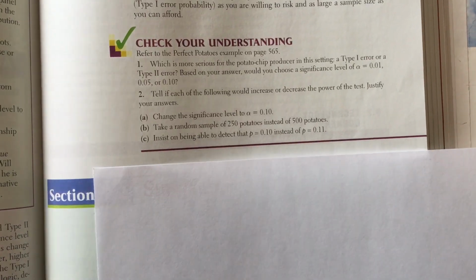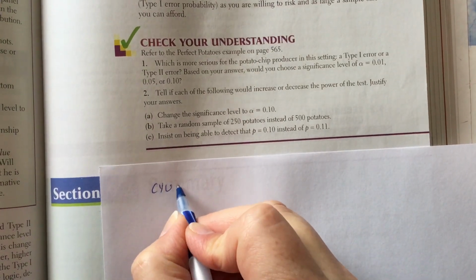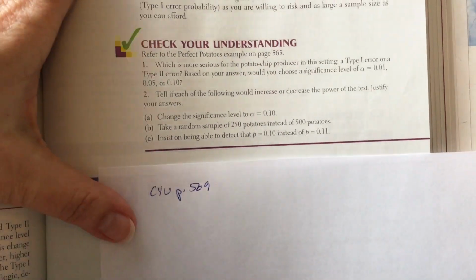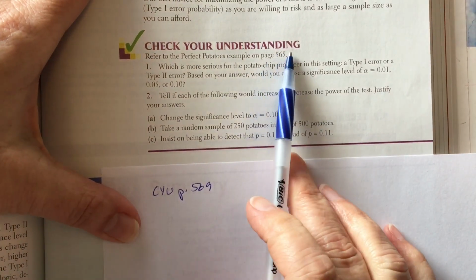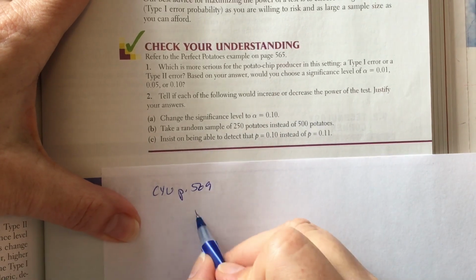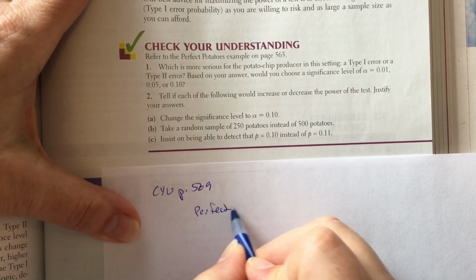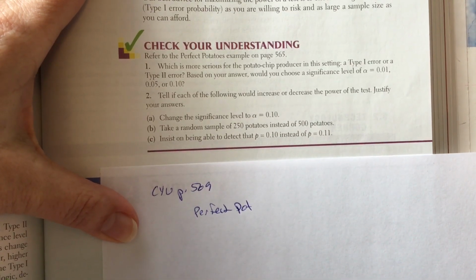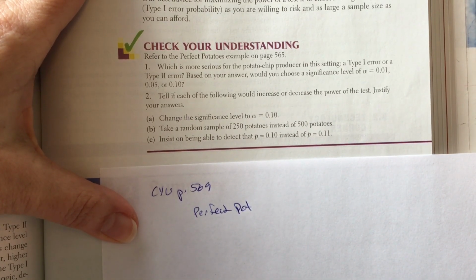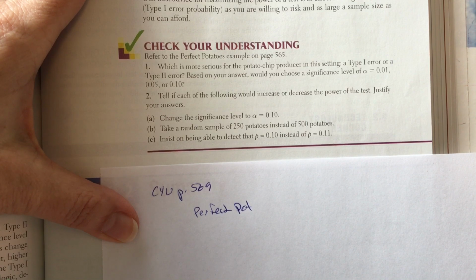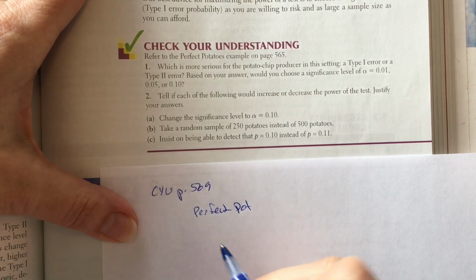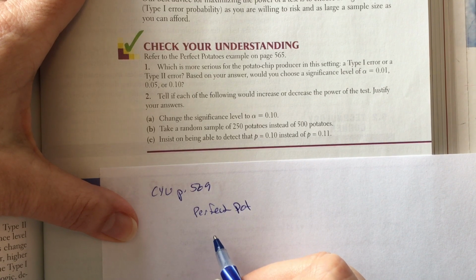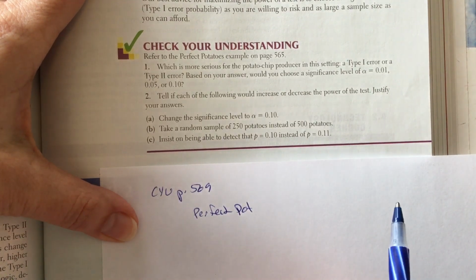Hi guys, we're going to do check your understanding on page 569. It refers to the perfect potato example on page 565, and what that perfect potato example said was that the potato chip manufacturer receives batches of potatoes, and if they have more than 8% blemished, like bad potatoes, they send the batch back.